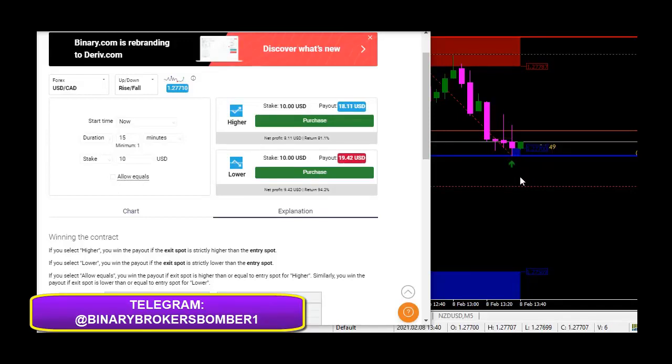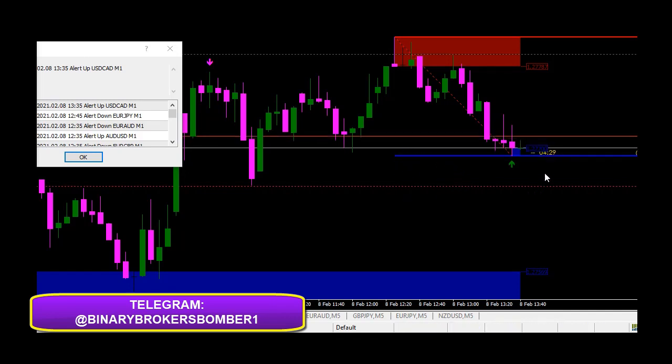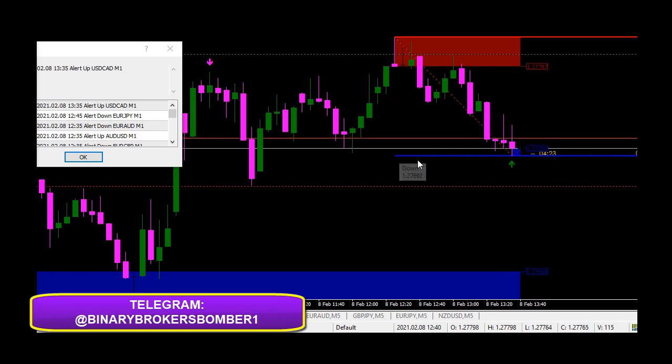This is going to be my second trade for today. This is USD CAD. The signal just popped up, and as you can see very well, here is a pivot. This blue line is a pivot line and also a support line. Look at the blue block that is formed on top of this pivot line. So that makes it a support line.